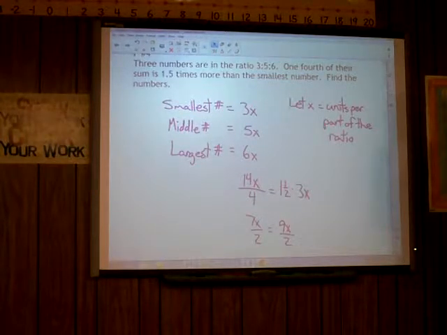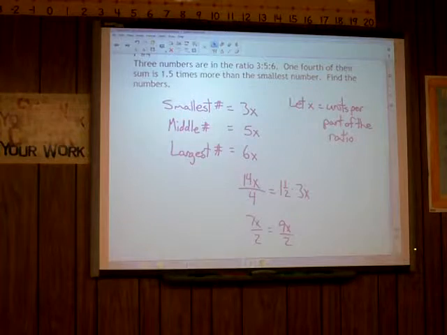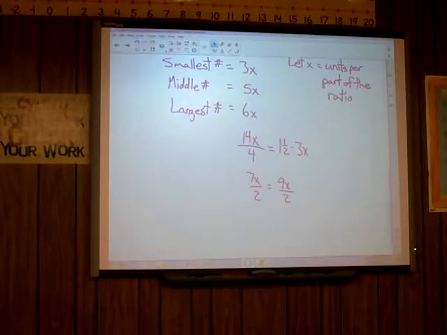Oh. One-fourth of their sum is 1.5 times more. Wait, is it 1.5 times or is it just 1.5 more? This is 1.5 more. Ah. This would be additional. Yes. I was going to say, that's not going to work. I inserted a word that shouldn't have been there. There we go. That's a lot better.